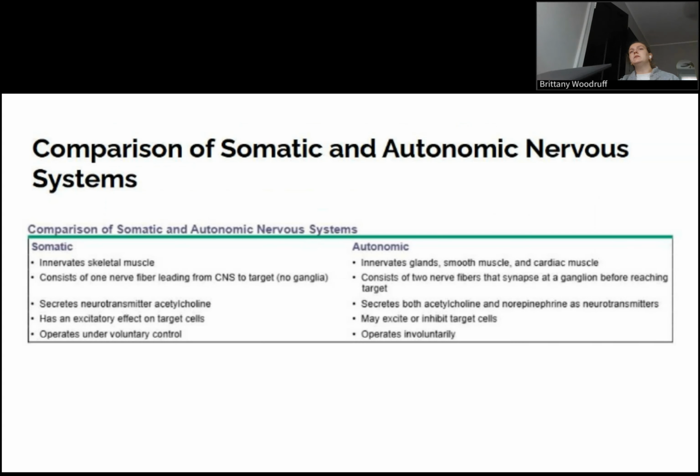Now, I included this summary chart from your book. The only things you really need to know from this: what it innervates, and if it's voluntary or involuntary. Do not worry about neurotransmitters. Don't worry about the ganglion. Don't worry about the target cells. Don't worry about excitatory versus inhibitory. None of that. Okay? Just know the difference between somatic versus autonomic, skeletal muscle versus glands, smooth muscle, cardiac muscle, voluntary versus involuntary. Okay?